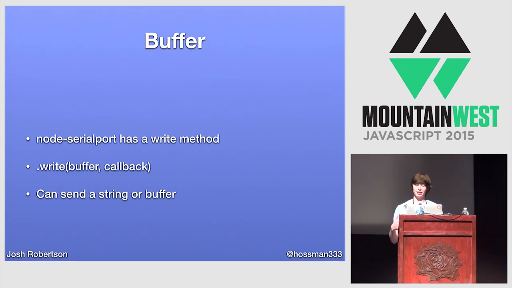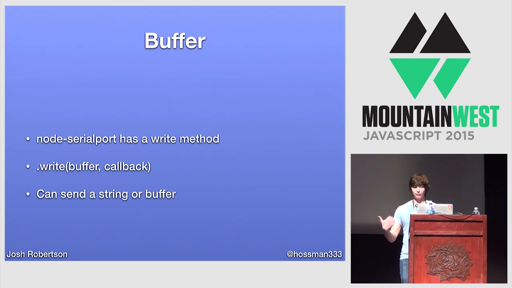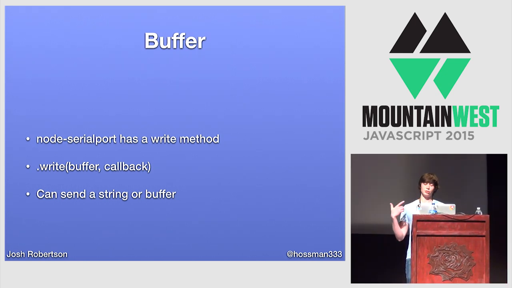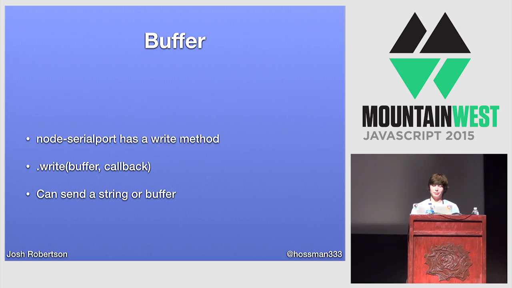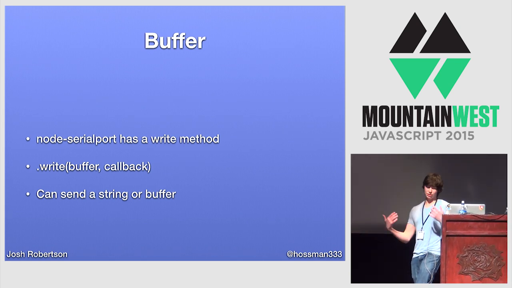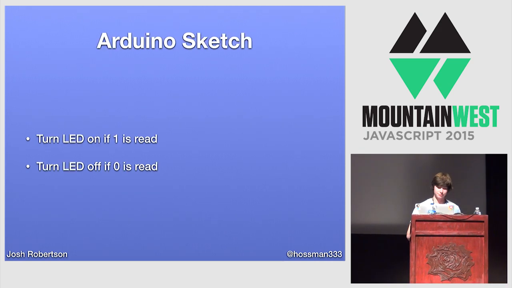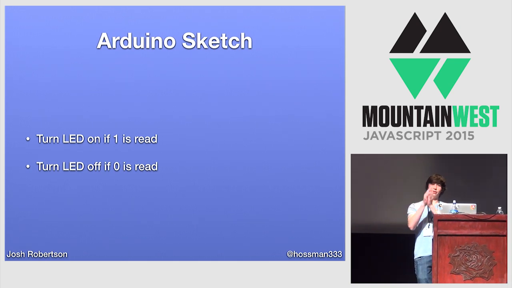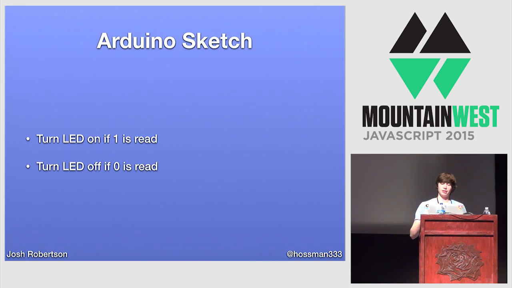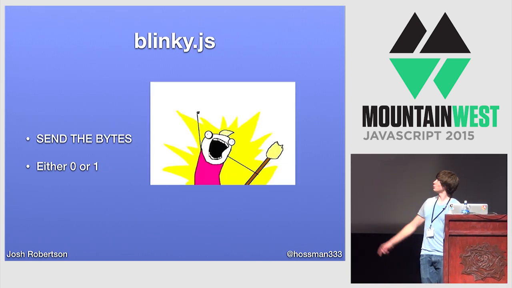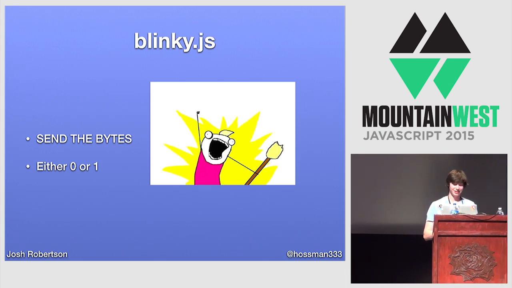The buffer parameter accepts a buffer object or a type that is accepted by a buffer constructor. An example would be an array of bytes or a string. And the buffer is just like normal buffers if you use Node at all, so I'm not doing anything crazy. Then in our Arduino sketch, we'll turn the LED on if a 1 is read, and turn the LED off if a 0 is read. And then in our blinky.js, we'll just send all the bytes. Woo! Send the bytes, either 0 or 1.